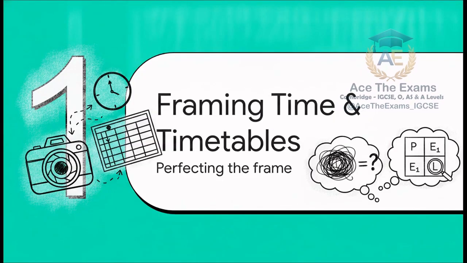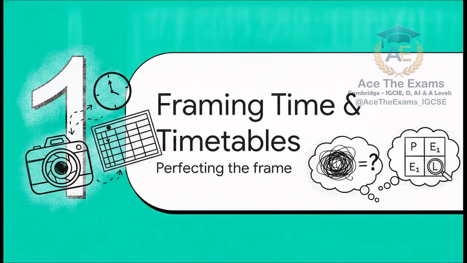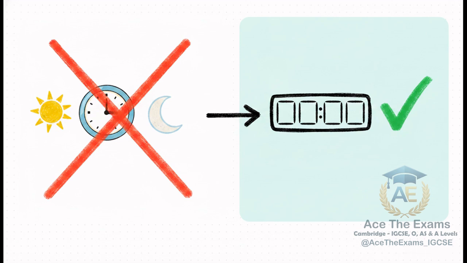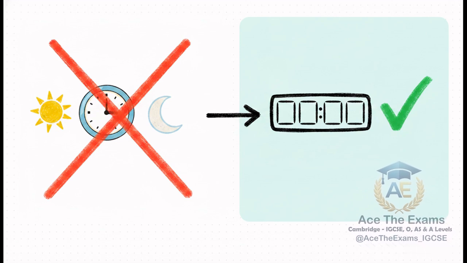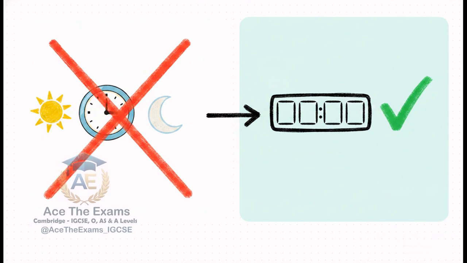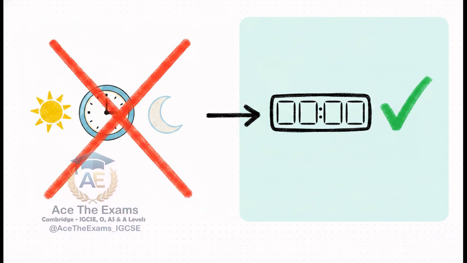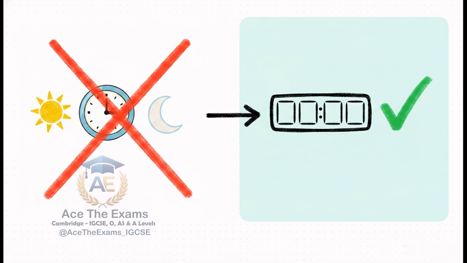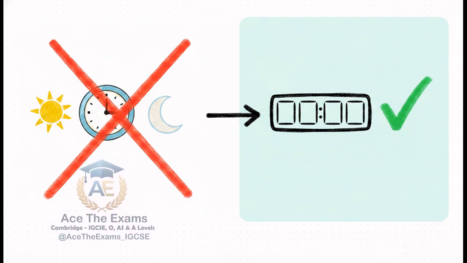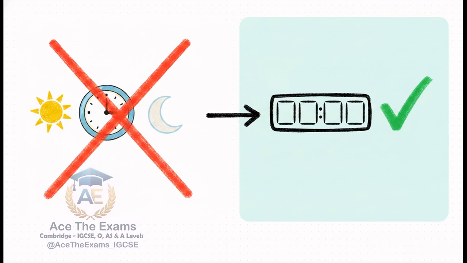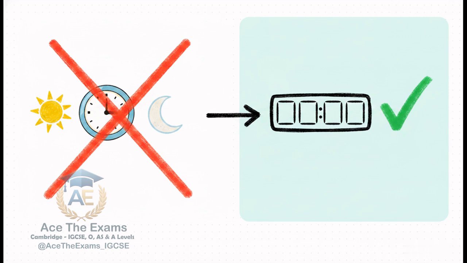Section 1. Framing time and timetables. Setting up the perfect shot. Just as a professional photographer meticulously frames a scene before even thinking about hitting that shutter button, you must first frame your raw data correctly. And in Cambridge mathematics, that starts with a deep, fundamental understanding of exactly how the exam presents time. Notice the direct comparison between the 12-hour and 24-hour clock on screen right now.